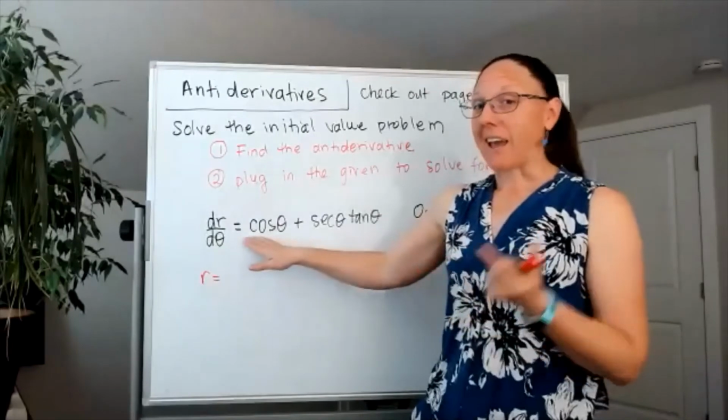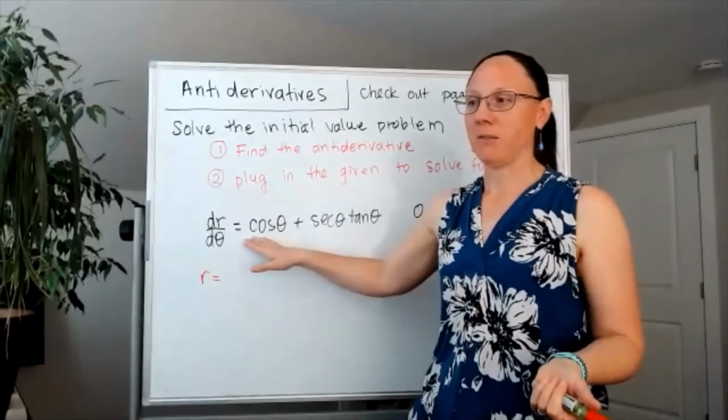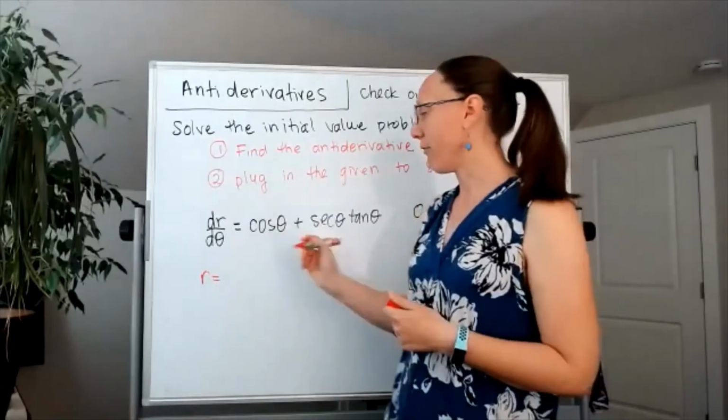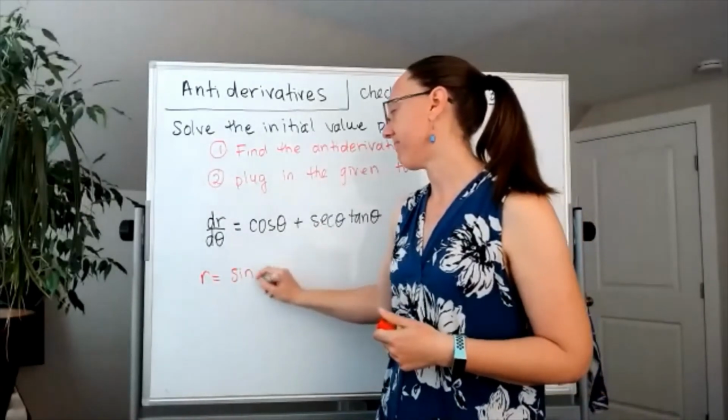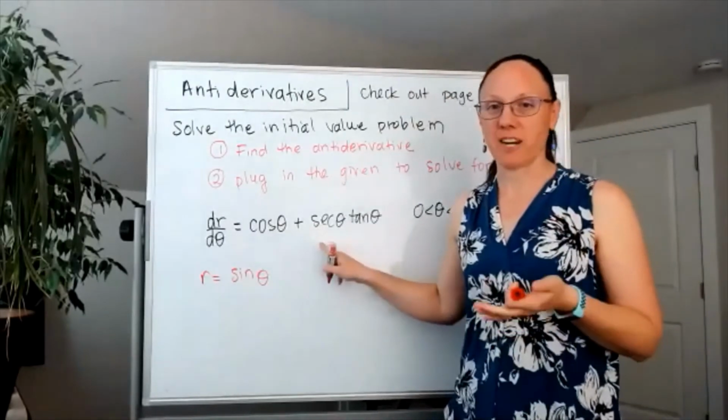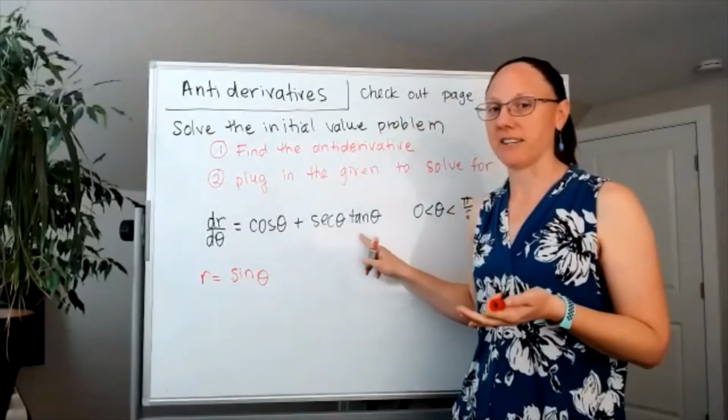So I look at this and say, which function has a derivative that's equal to cosine? And that function is going to be sine. Then I come over here and I say, which function has a derivative of secant theta tangent theta?